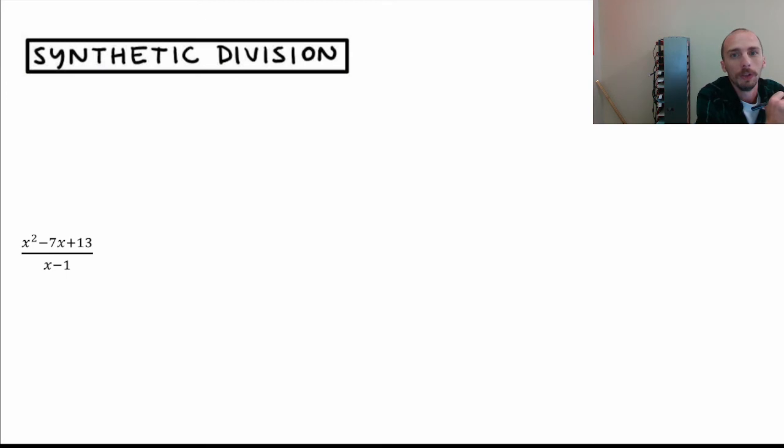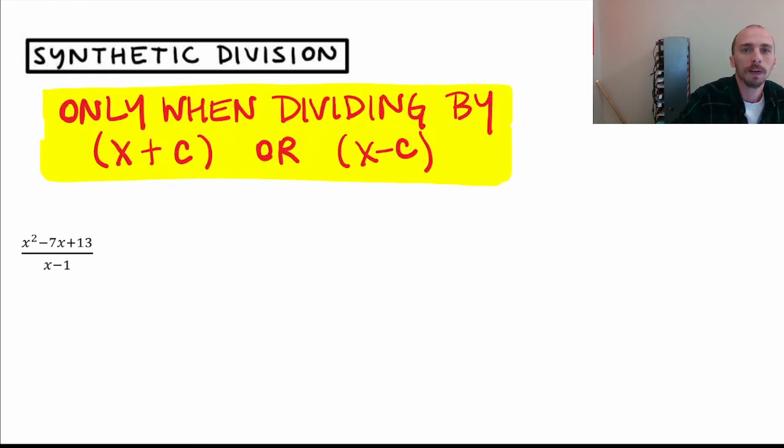There is a faster way, though, for some of these, and so I'm going to show you that now, and it's called synthetic division. Now, the biggest thing I'm going to tell you about synthetic division is that in this class, synthetic division is only to be used when dividing by x plus c or x minus c. It's got to be just like that very simple denominator, x plus a number, x minus a number.